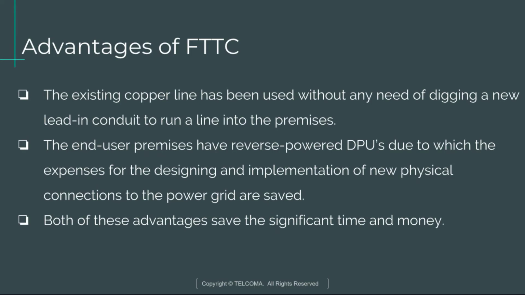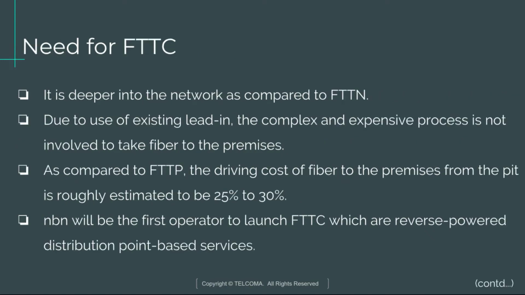Next are the advantages of Fttc. The existing copper line is used without any need of digging a new lead-in conduit to run a line into the premises. The end-user premises have reverse-powered DPUs, due to which the expenses for the designing and implementation of new physical connections to the power grid are saved. Both of these advantages save significant time and money.